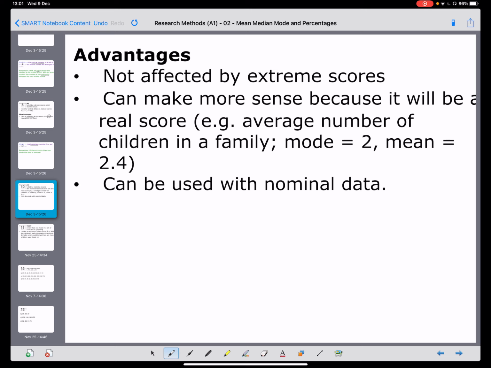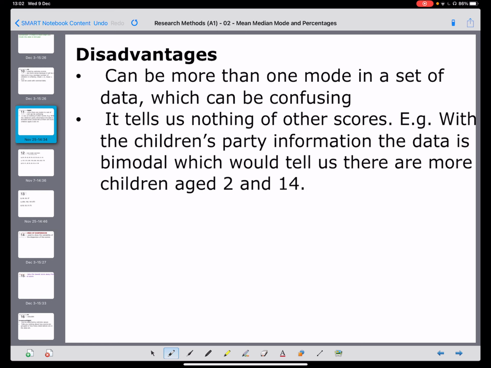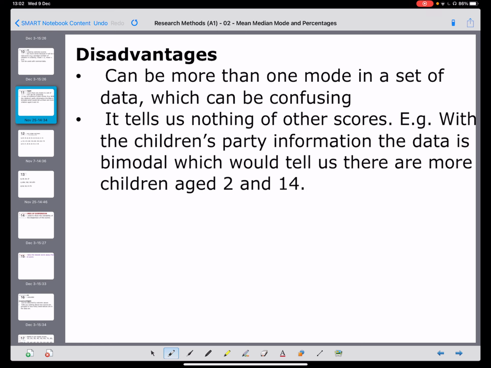And what we also like about this is that the nominal data, so data that can only be put in categories, can certainly be used. So, for example, if I'm looking at what subjects people take at A level, and I go around counting how many people do maths, how many people do English, I could potentially find the one subject that you mostly do, where the commonality is. But of course, if you have more than one mode, this can be quite confusing.